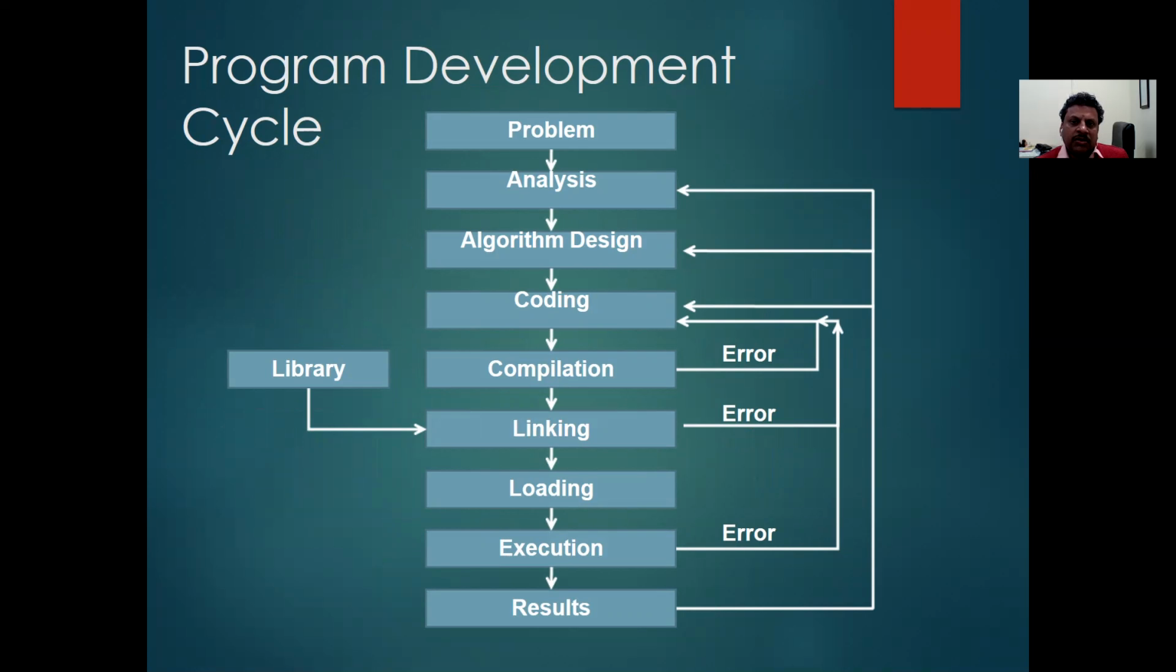Now this is the image of a program development cycle. Problem analysis, algorithm design, coding, compilation, linking, loading, execution and results. If an error happens during the compilation process, then it has to be recoded again. Similarly, if an error happens at linking, then we again have to deal with the errors. And finally, if there are logical errors, that is, a logical execution of the problem is not being done, then again it has to be recoded. A library is always available to help the linking program.